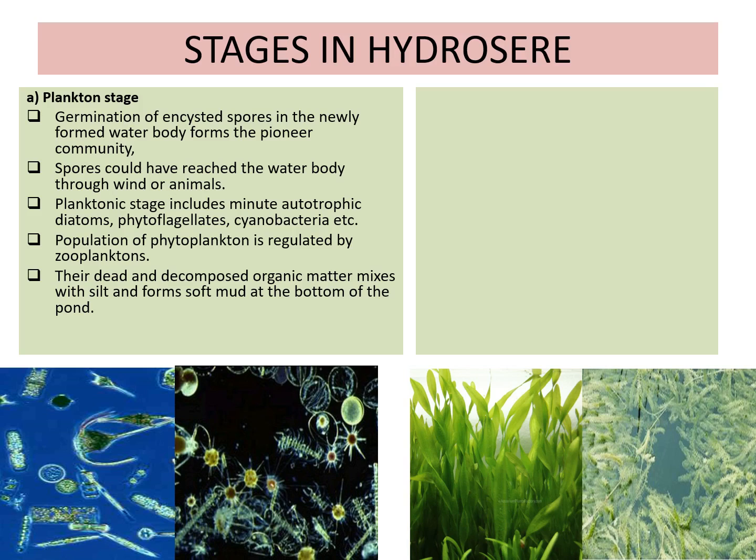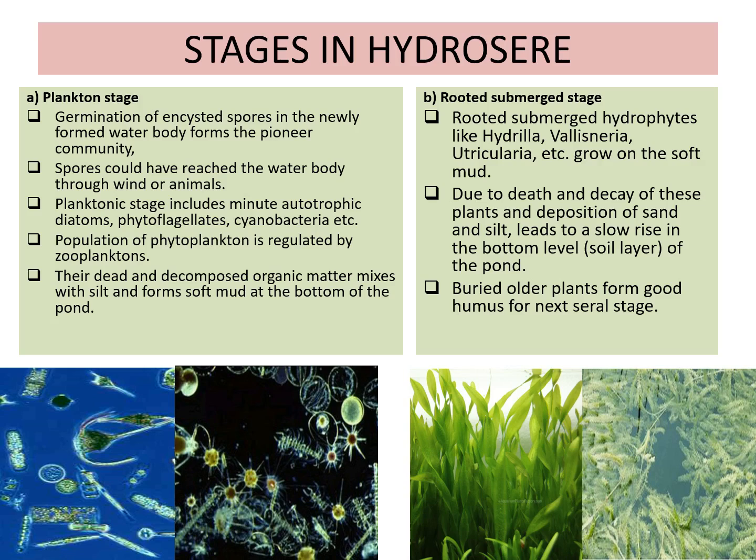Planktons include minute autotrophic diatoms, phytoplankton, cyanobacteria. Population of planktons is regulated by zooplanktons. Their dead and decomposed organic matter mixes with silt and forms soft mud at the bottom of the pond.